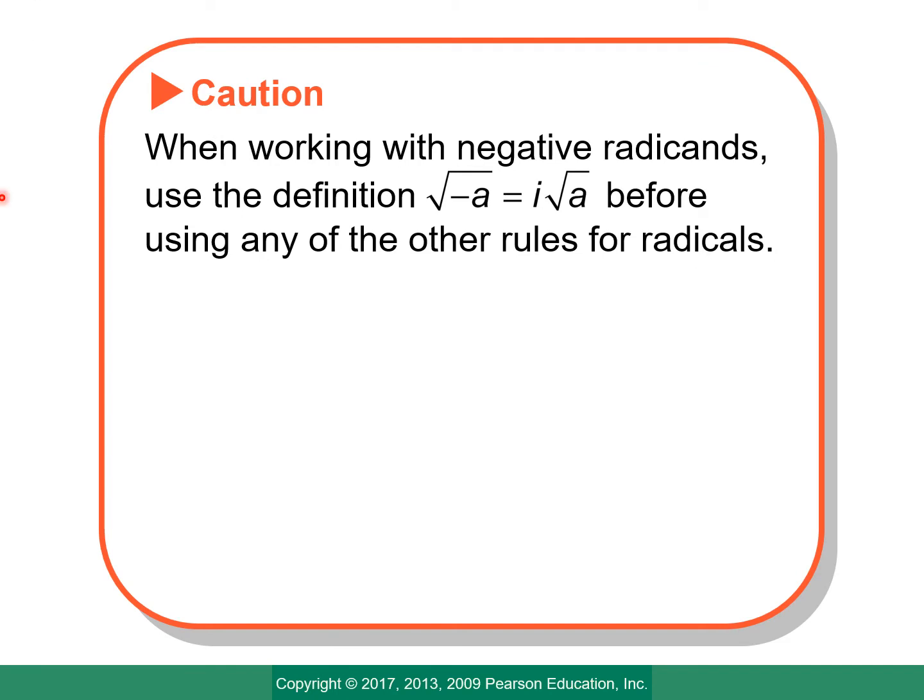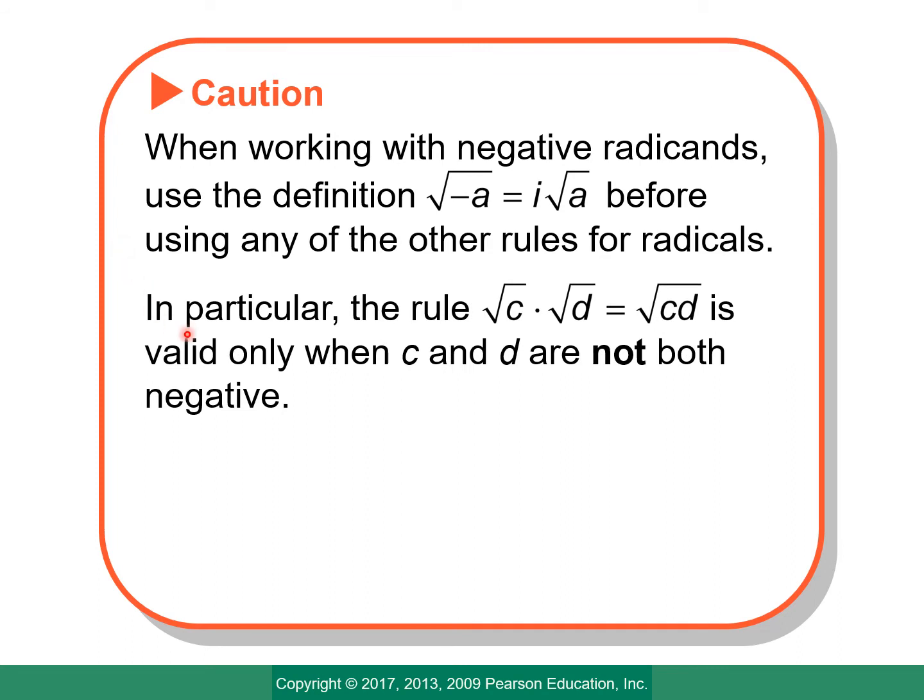Okay, so I mentioned this before, and now I just want to go into more detail about it. When you're working with negative radicands, so that means the value inside the radical sign, we're going to use the definition that square root of negative a equals i times square root of positive a before any other operations or rules for radicals. So you have to do this first, because if you don't, it's going to lead to the wrong answer, and I'll show you why.